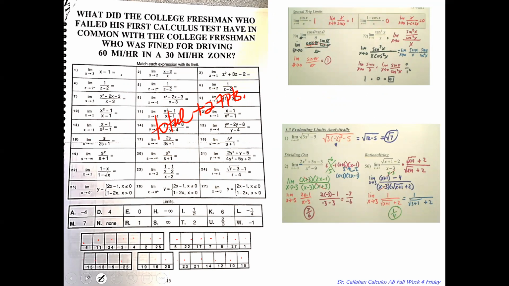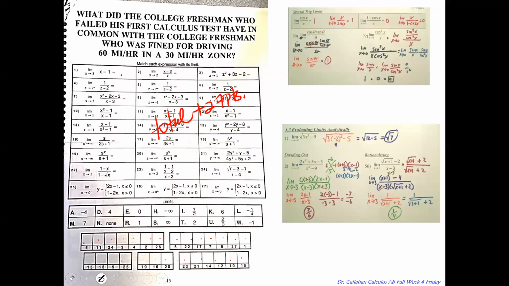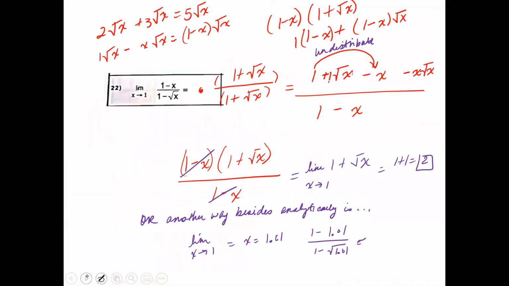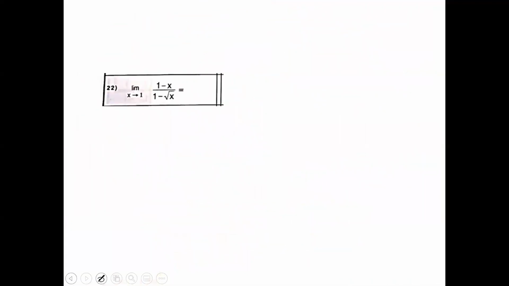The next thing I had you guys do is, what did a college freshman who failed his first calculus test have in common with a college freshman who was fined for driving 60 miles per hour in a 30 mile per hour zone? So here are the answers for these questions. Neither student knew his limits. Haha. Nerdy math joke. I do want to go over 2 of the questions with you guys.